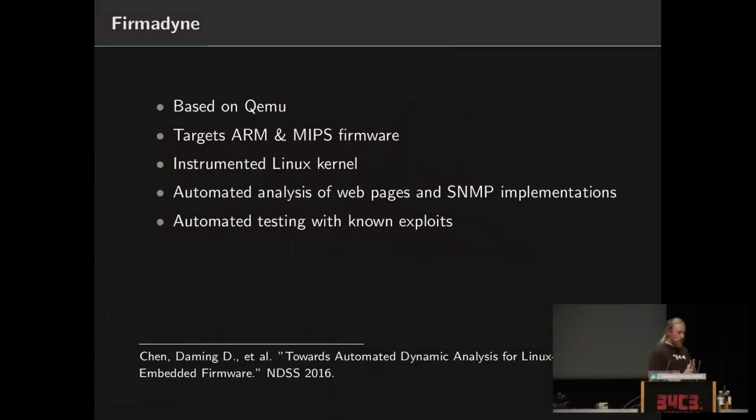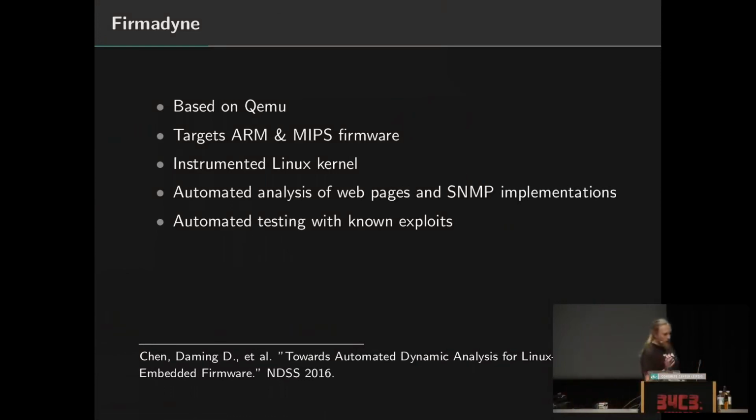First, there is Firmadyne, which is a binary analysis framework based on QEMU, a popular full system emulator, which also enables user space emulation of single processes. However, in this context, QEMU is used as a full system emulator and brings a lot of architectures which can be emulated, and additionally a lot of hardware boards or hardware layouts. Firmadyne targets ARM and MIPS firmware specifically, and uses an instrumented Linux kernel.